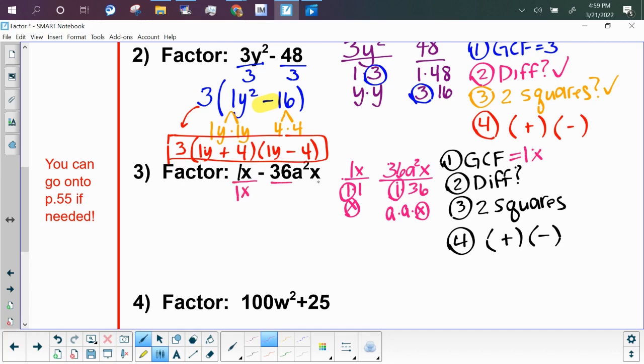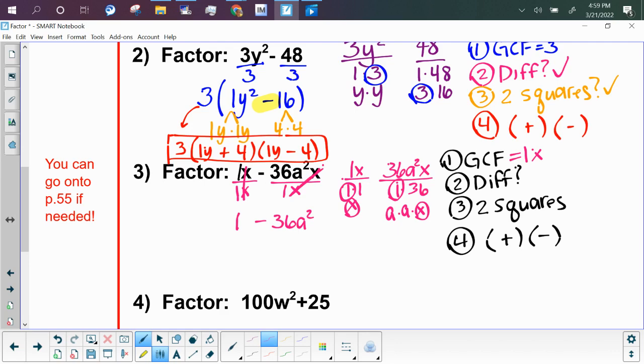So if I divide by 1x, I can never get 0. When I do 1x divided by 1x, it's not going to be 0. 1 divided by 1 gives me 1, and the x's cancel each other out, so there's just a 1 there. Now 36 divided by 1 gives me 36. And here I have a squared x and an x that I'm getting rid of, so I'm just going to get rid of that x, and I have an a squared here.